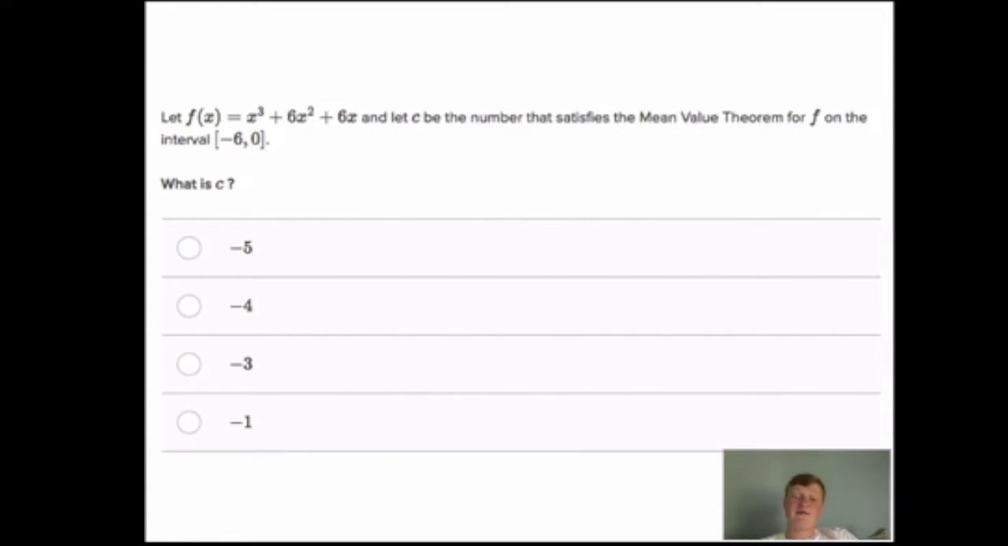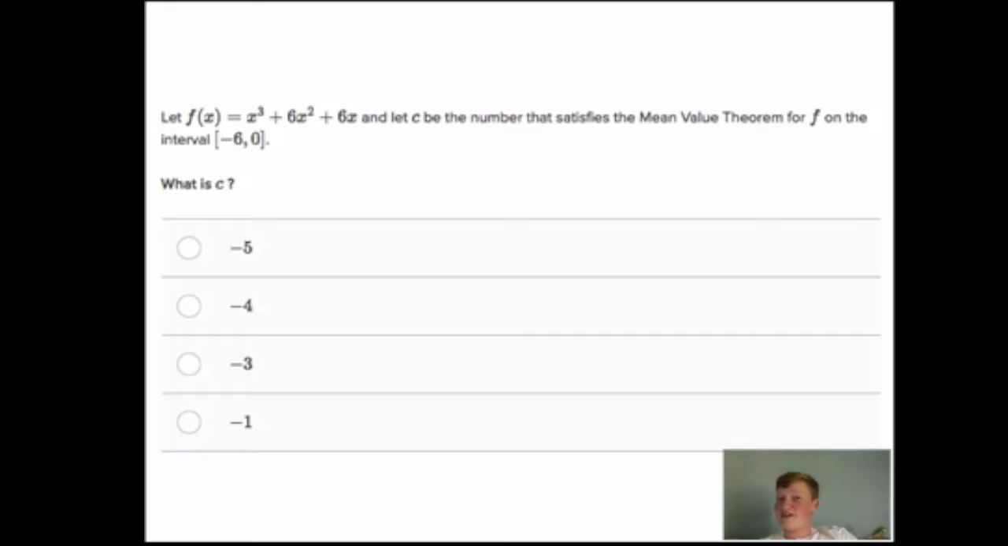So let's try a practice problem. This is a pretty easy practice problem. Problems like this will sometimes pop up on the AP Calculus exam, so let's do a practice to try to get prepared for that. So let f of x equal x cubed plus 6x squared plus 6x. Let c be the number that satisfies the mean value theorem for f, the function, on the interval -6 to 0 inclusively. What is c? For those of you who want to really try this, I'm going to give you a second, give it a shot, and we'll see you in a second.